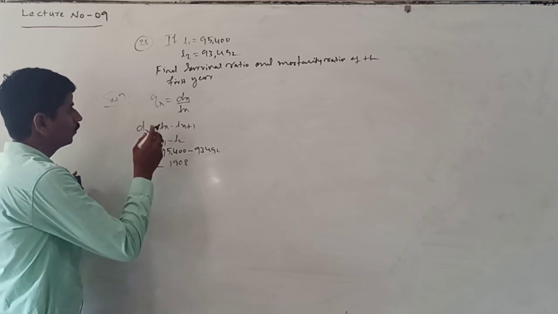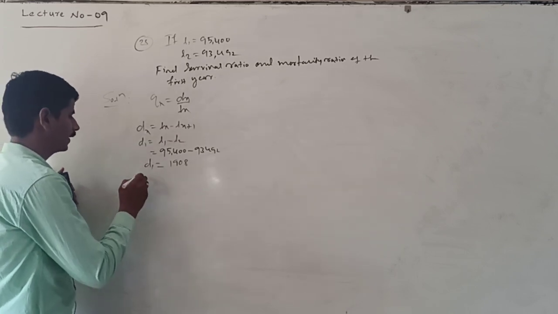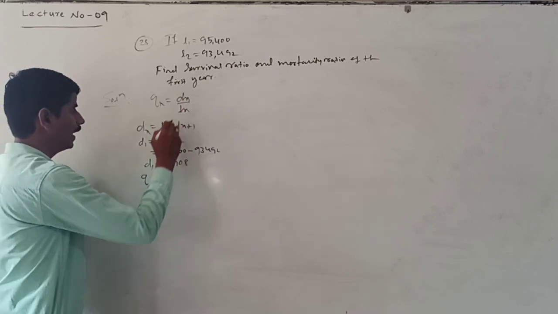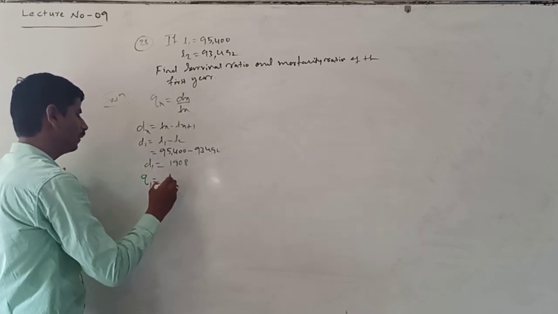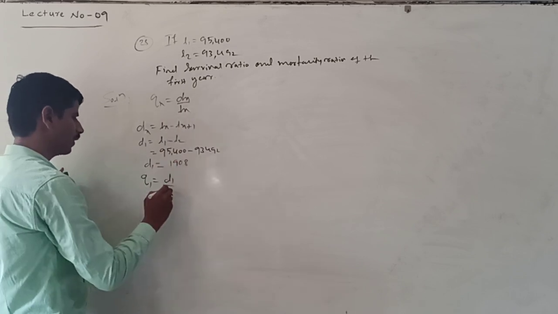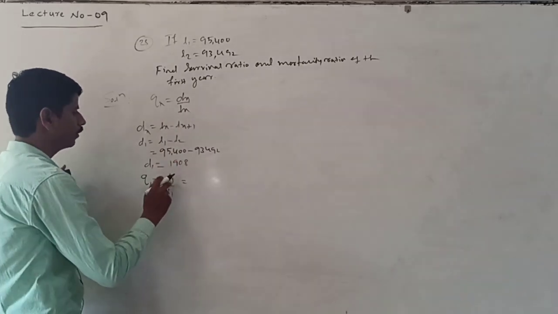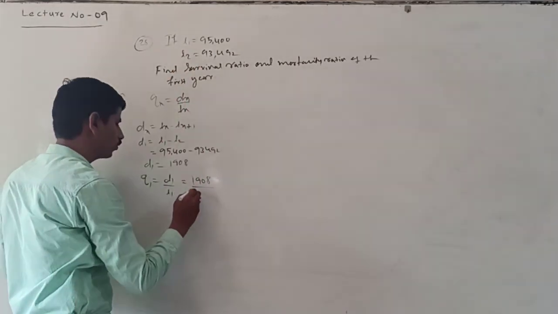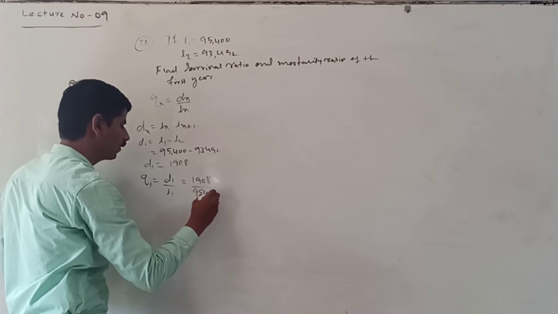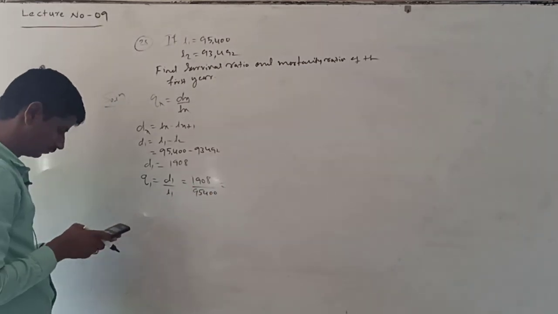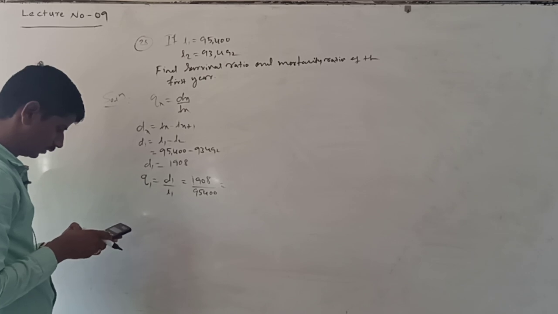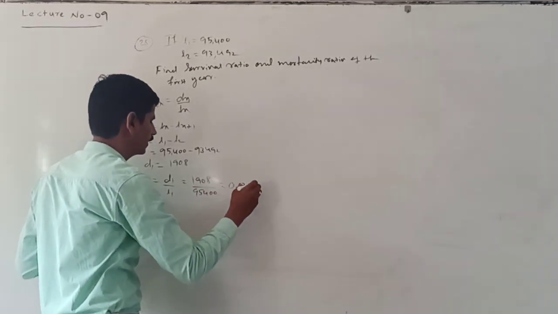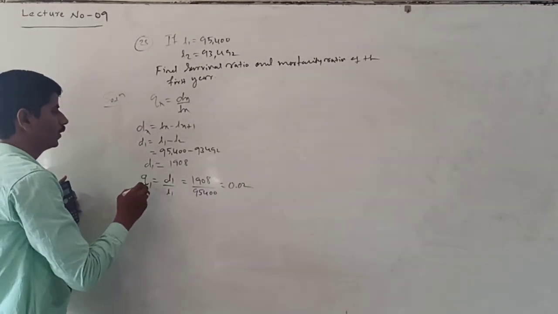Next, we have to substitute the values. That is Q1, the mortality ratio for the first year. Q1 equal to d1 by l1. Substitute the values: d1 value is 1908 divided by l1 value 95,400. Then we get 0.02. Here Q1 equal to 0.02. It is the mortality ratio.